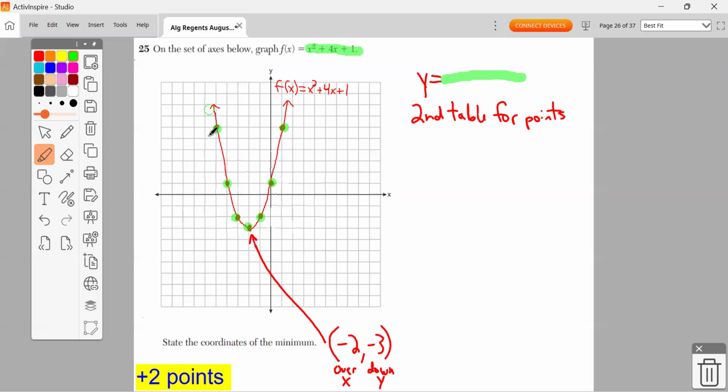Connect the dots to form your U-shaped graph. Make sure that you have arrows on the ends and make sure that you label your graph. That's worth 1 credit. The second part says state the coordinates of the min.